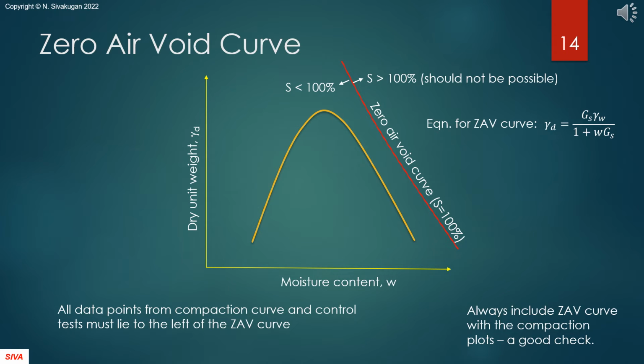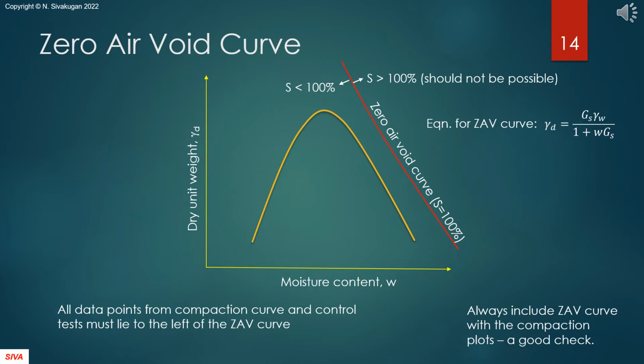The zero air void curve divides the dry unit weight versus moisture content space into 2 zones. The region to the left is where S is less than 100%, and on the right S is greater than 100%, which is not possible. On the zero air void curve, S equals 100%. That means all compaction test points must lie to the left of the zero air void curve.